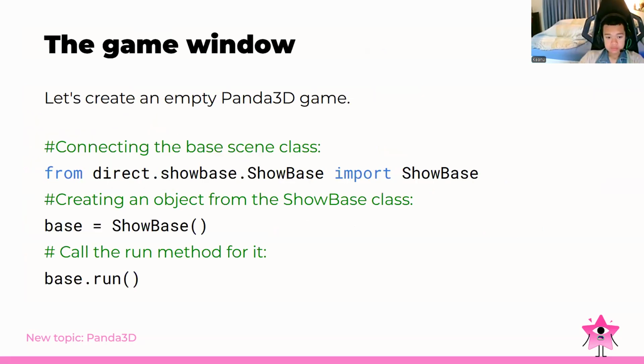And then for the game window itself, when we want to create the Panda 3D game, we can import this from direct.showbase. We import ShowBase, and then we create an object from the ShowBase class. Just define a variable like this: base equal to ShowBase. Don't forget to make uppercase the S and also the B, and don't forget the parentheses. Then for calling this, just type base.run, and don't forget the parentheses. So this is the basic way of creating the Panda 3D game.